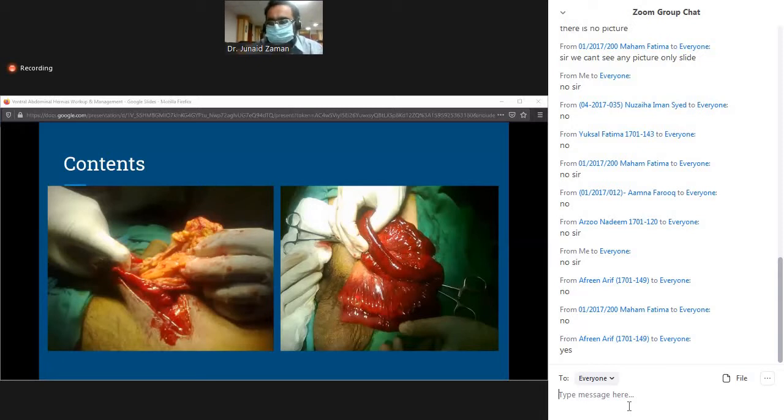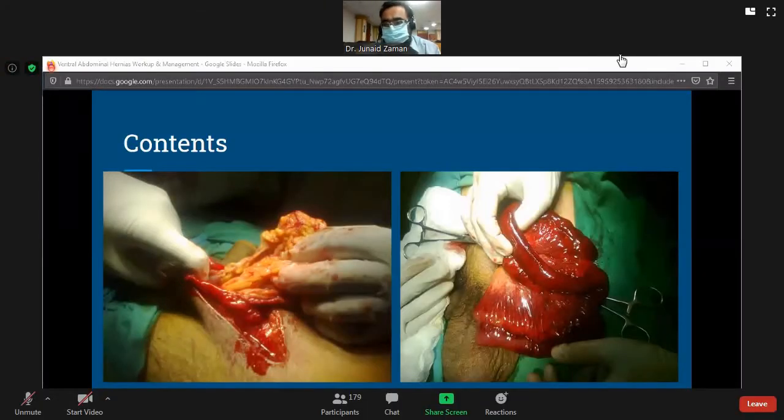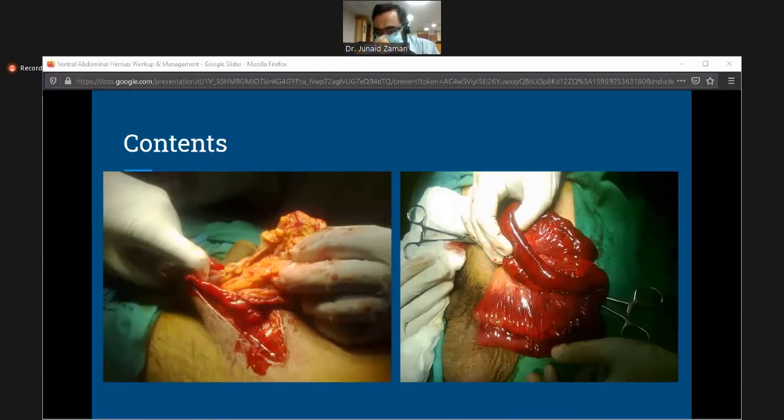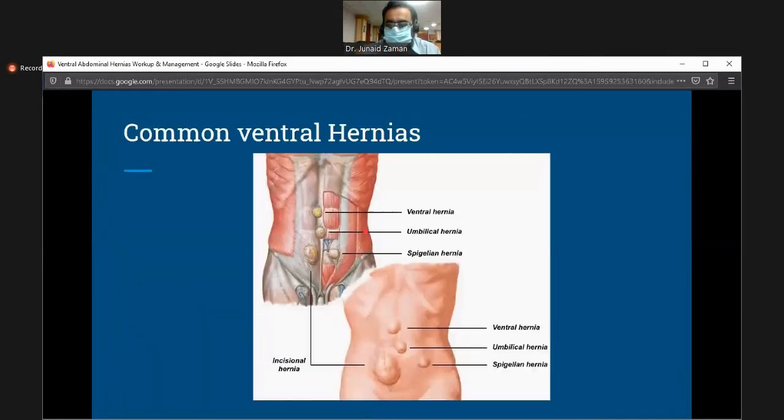Fine. So you can see the color of this, and it's a very dusky color. Right over here. And this is because this is a strangulated hernia. Fine. Holla and Afreen, good. You can see, rest of the guys, this is a strangulated hernia. So this is one of the complications that we see if we don't operate in the proper time. People can develop strangulation of the hernia, and that's why we need to deal with it.